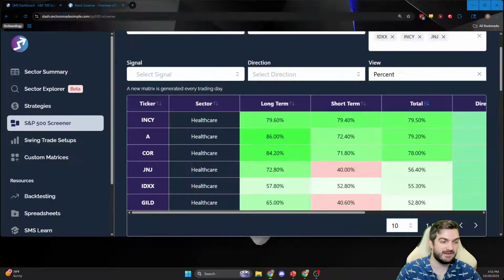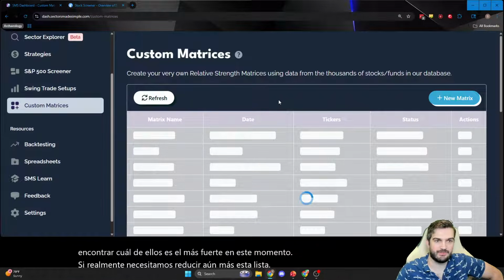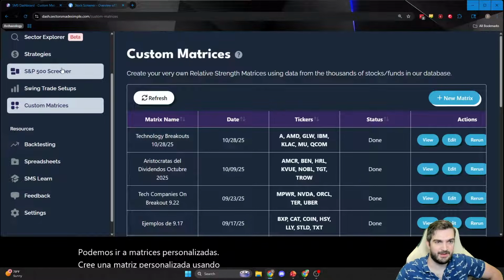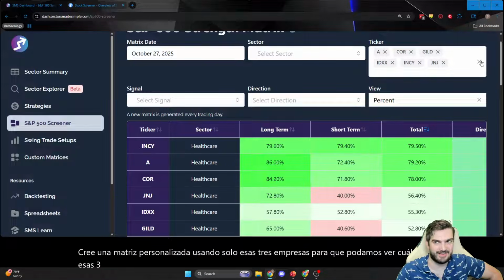If we really need to narrow down this list even more, we can go to Custom Matrices, create a custom matrix using just those 3 companies so we can see which of those 3 is the best out of that set.